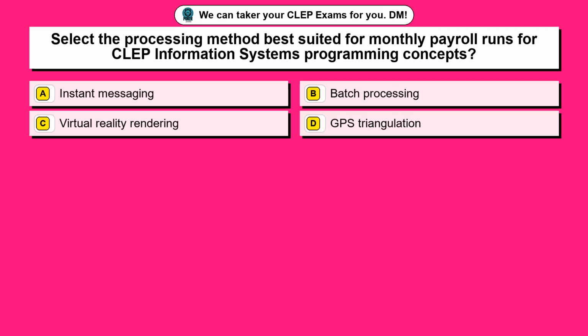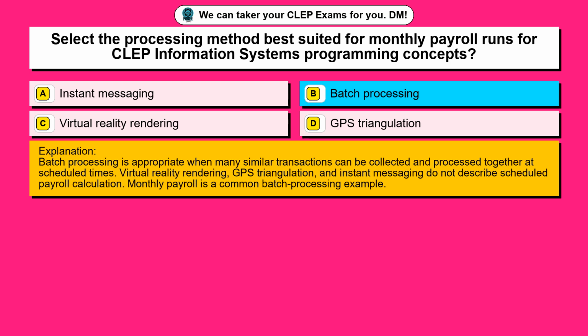Question 22. Select a processing method best suited for monthly payroll runs for CLEP Information Systems programming concepts. Option A, instant messaging. Option B, batch processing. Option C, virtual reality rendering. Option D, GPS triangulation. The correct answer is option B, batch processing.